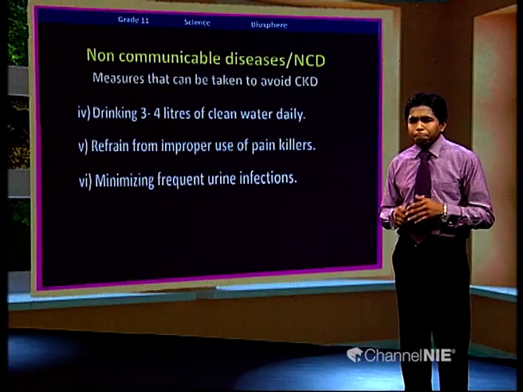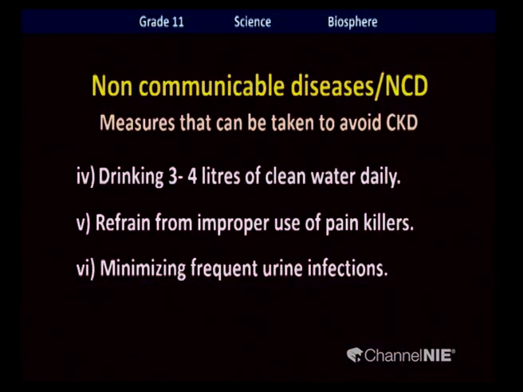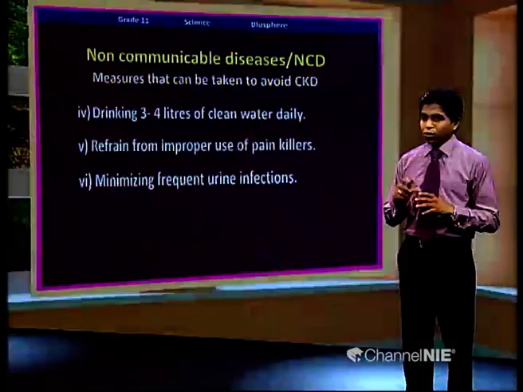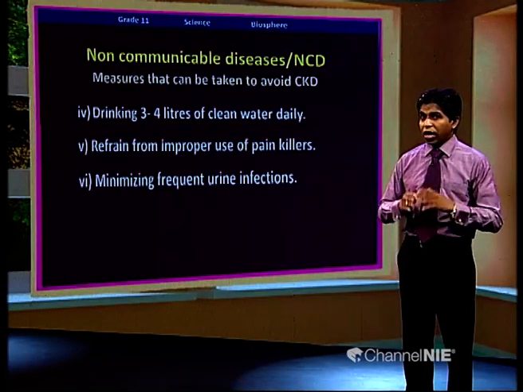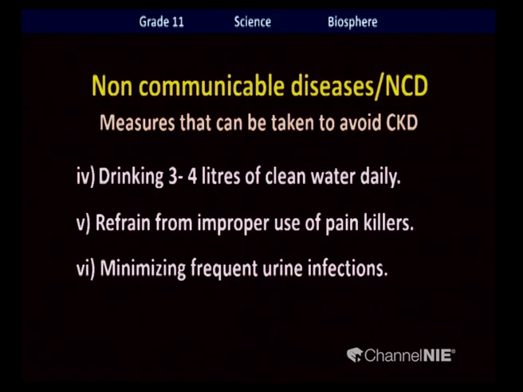Next one, the 4th preventive measure: drinking 3 to 4 liters of clean water daily. This depends on the weight of the person, the age, and the activity, so it can change slightly. It should be clean, pure water, not all at once. Depending on your physical activity, age, and weight, you have to drink a sufficient amount of pure water daily. Number 5, refrain from improper use of painkillers. That is also one reason for CKD.